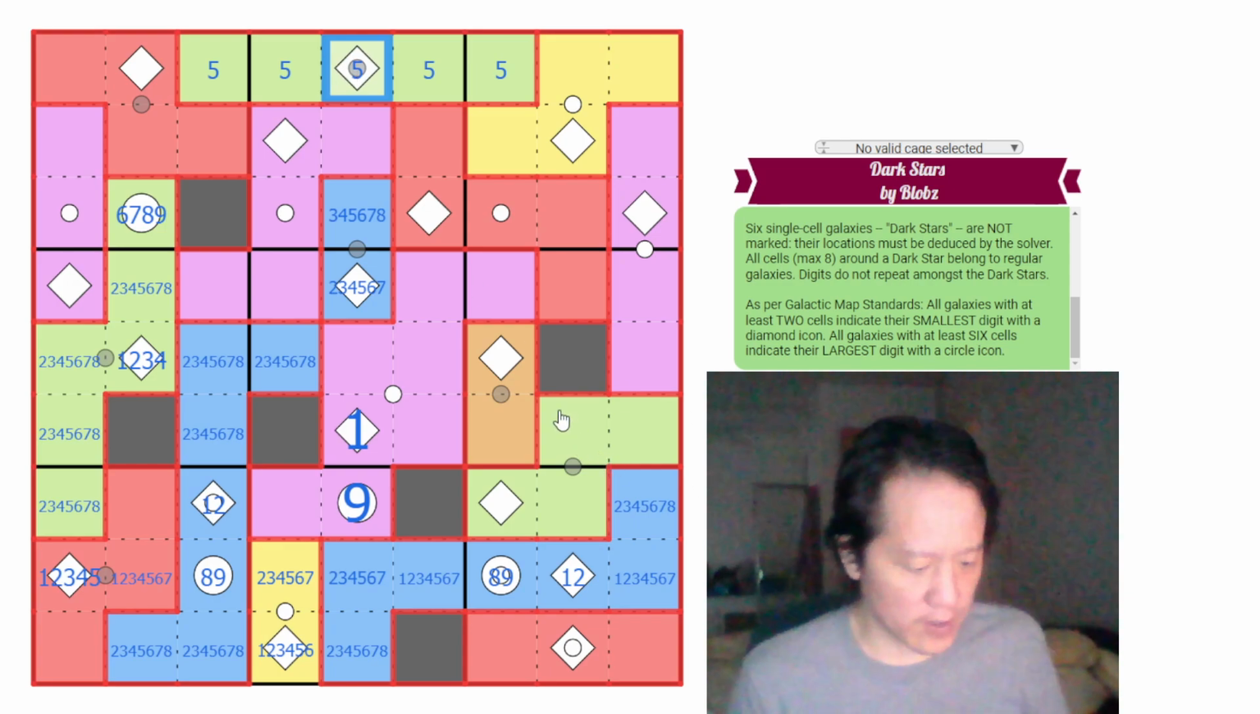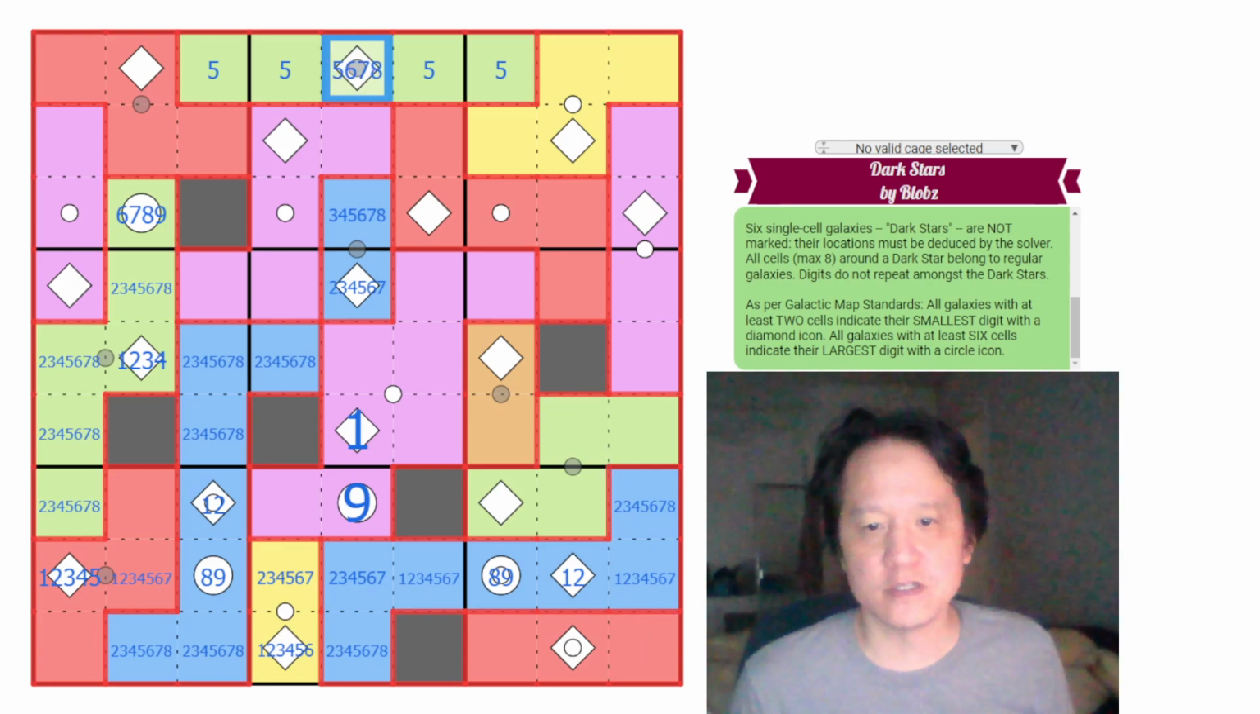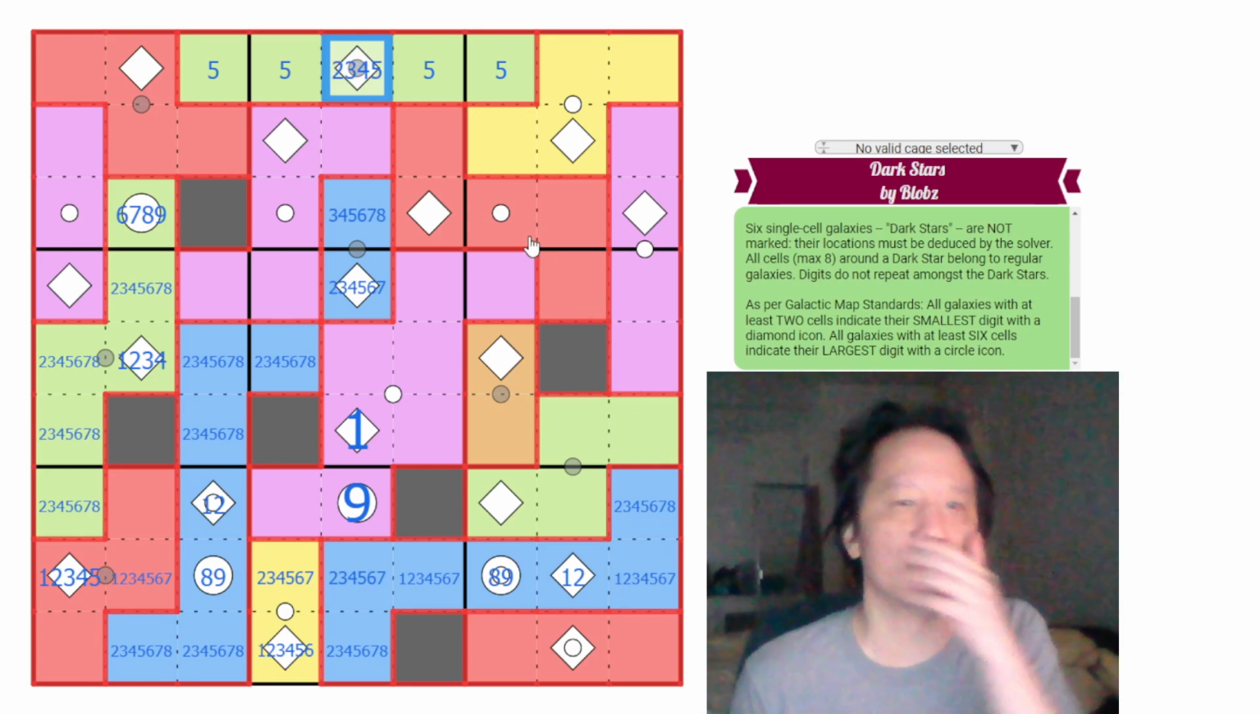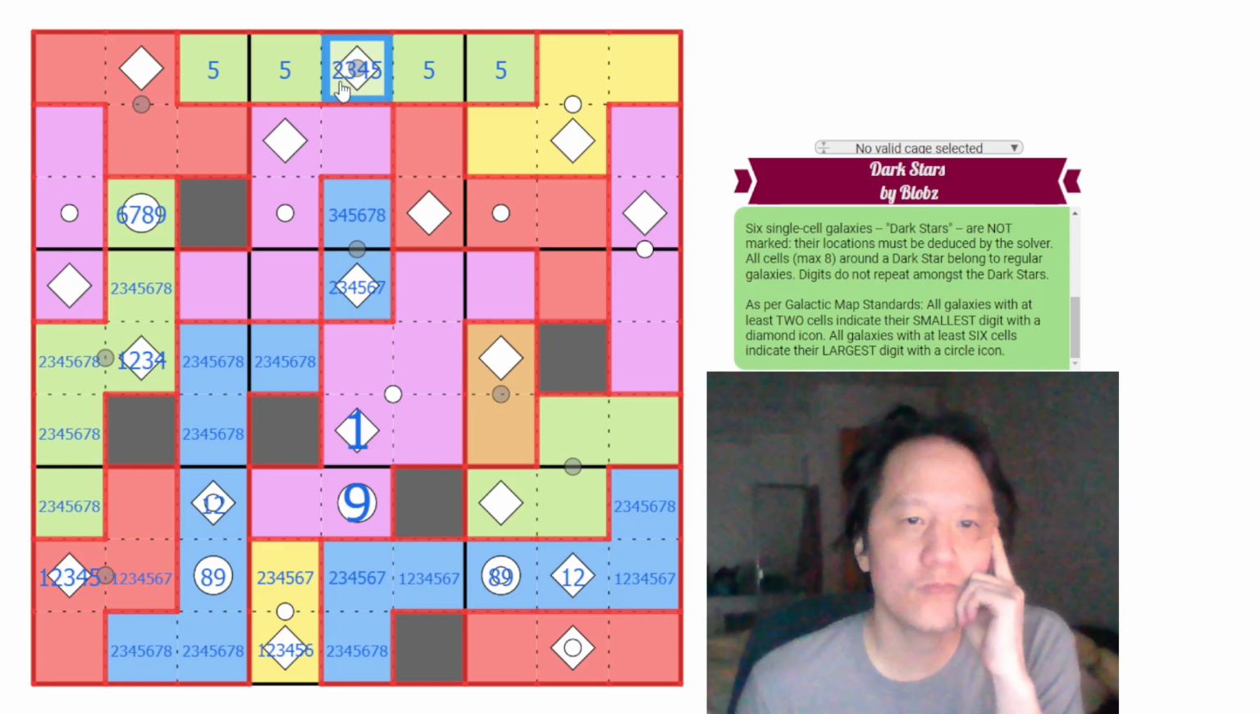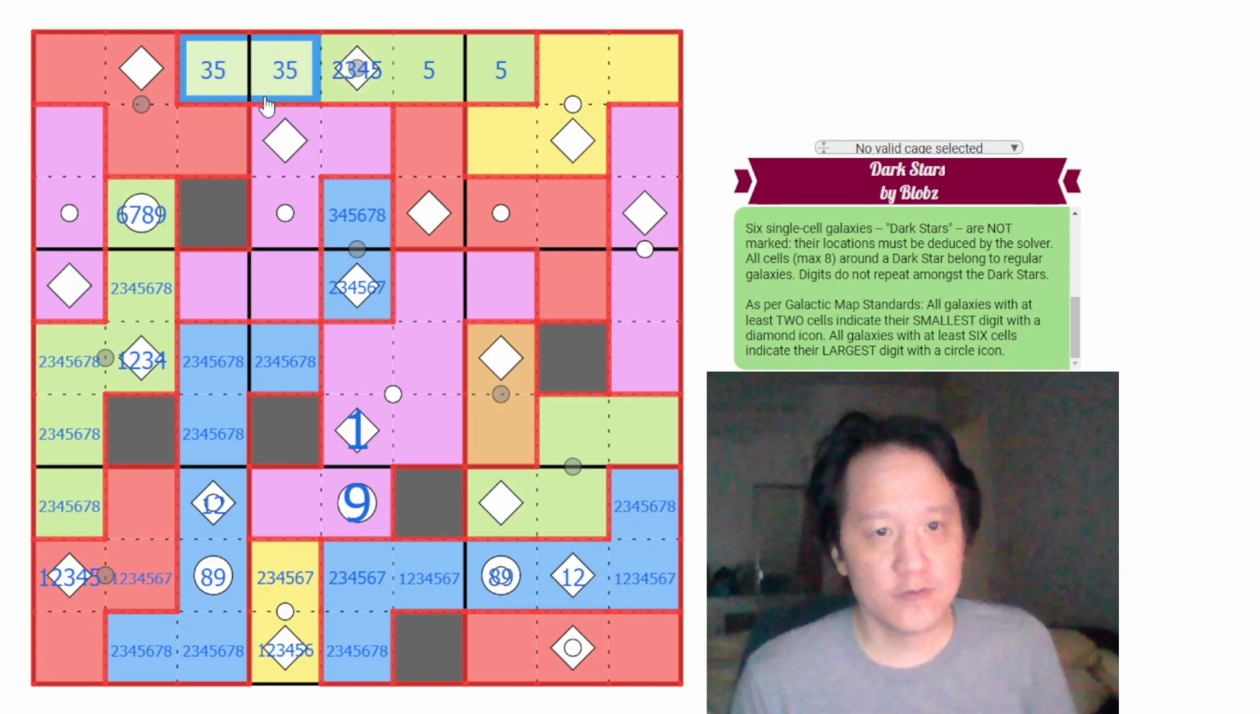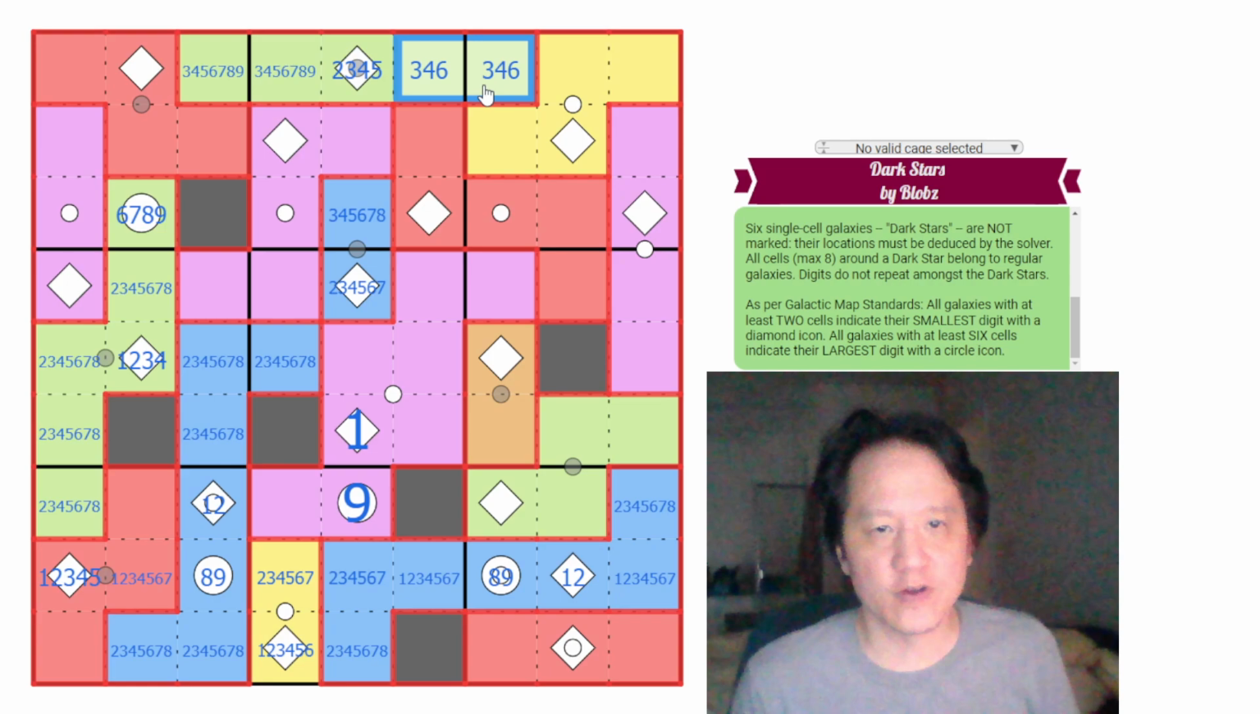This is 5, 6, 7, 8. No, this is lowest. So this is 1, 2, 3, 4, 5. So it can't be 1. Oh. So this is 3, 4, 5, 6, 7, 8, 9. This is 3, 4, 5, 6, 7, 8, 9.